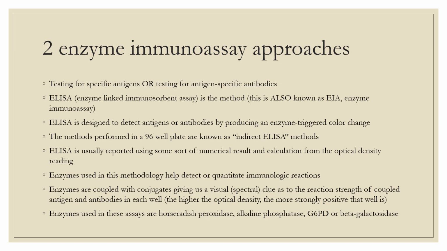Enzymes used in the methodology help detect or quantitate immunologic reactions. Here we have enzymes that are linked up with conjugates, giving us a visual clue as to the reaction strength. So in other words, if our 96 well plate has a very strong yellow color, it means that our antibody titer or our specific bacterial pathogen antigens are very, very increased. Enzymes used in this assay are horseradish peroxidase, alkaline phosphatase, G6PD, which is glucose 6-phosphate dehydrogenase, or beta-galactosidase.